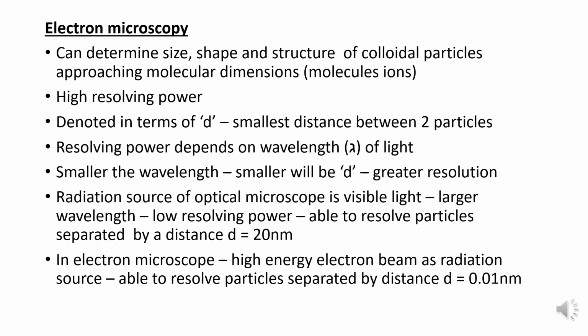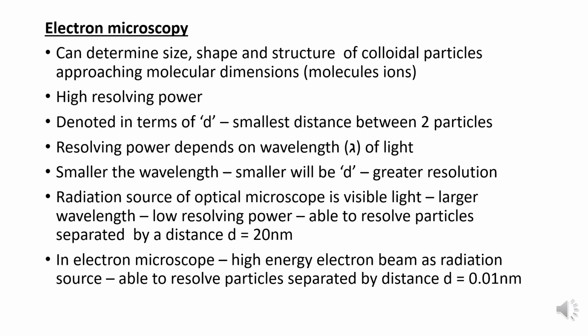So electron microscopes have high resolving power, right? In a normal optical microscope, the resolving power mainly depends on the wavelength of light, that is lambda. The smaller the wavelength, the higher the resolution, or the smaller the d. The distance between two distinguishable particles will be small. So smaller wavelength means higher resolution.